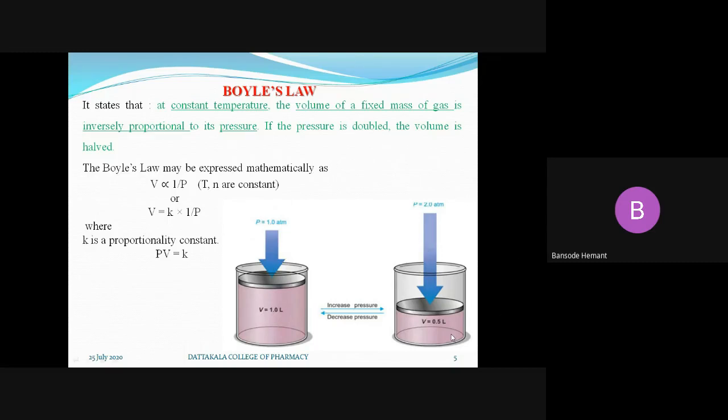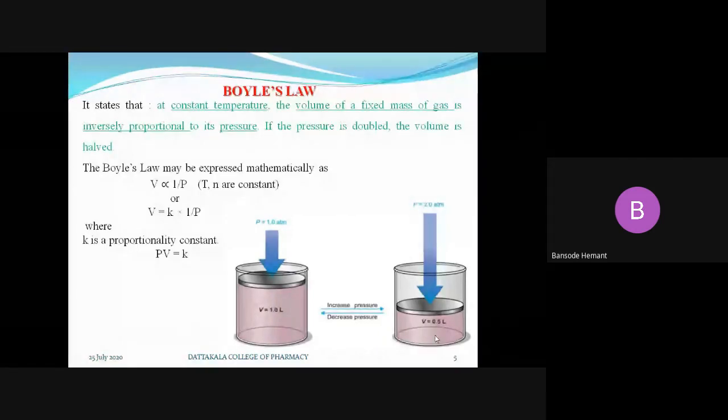That means we have increased the pressure. Due to this increase in the pressure, the gaseous molecules will get compressed and the volume of this gas decreases. In this first cylinder, we get the 1 liter volume. In the second cylinder, we get the 0.5 liter volume.